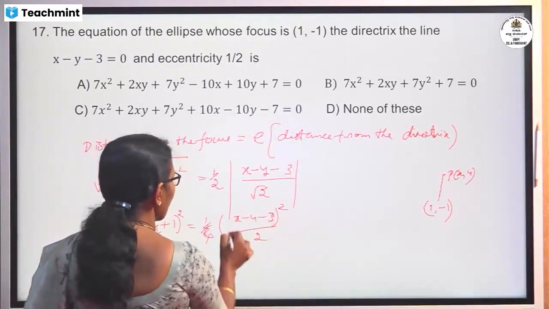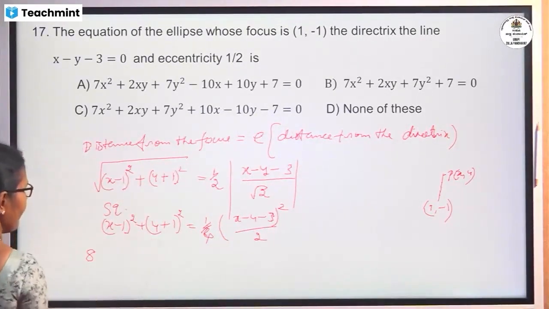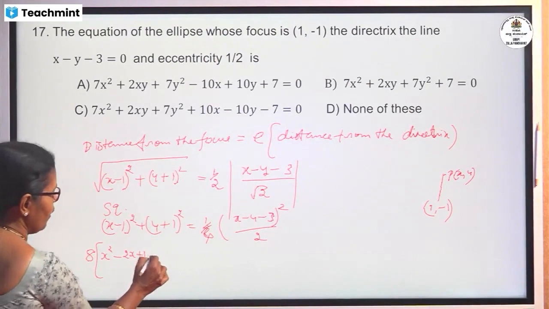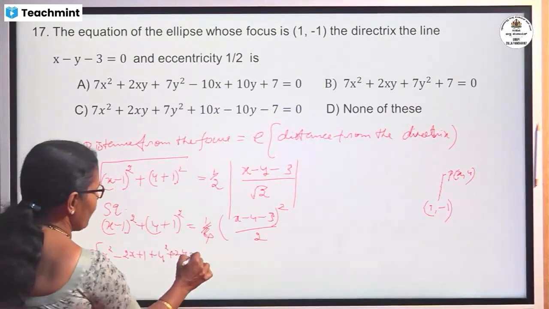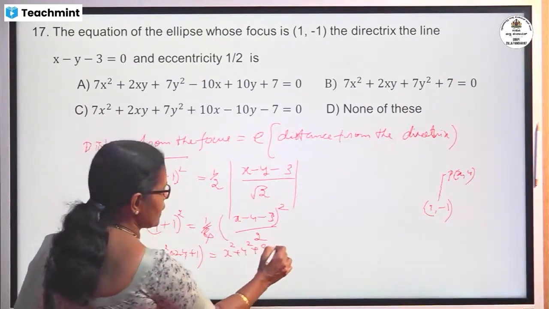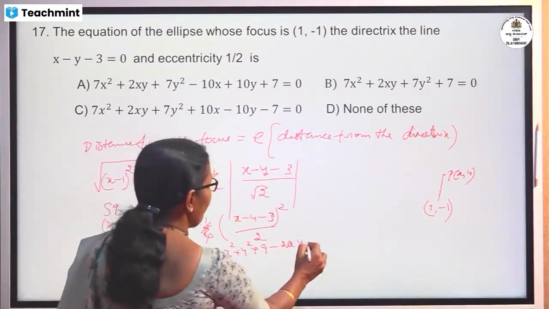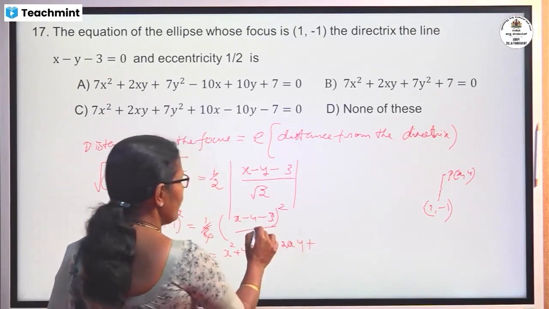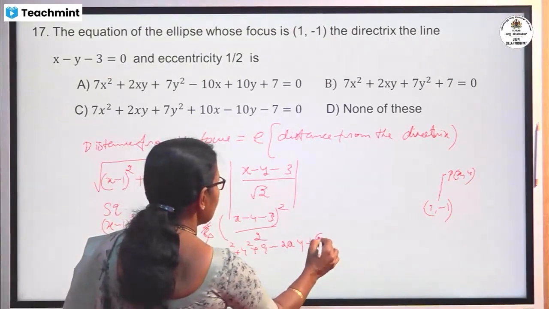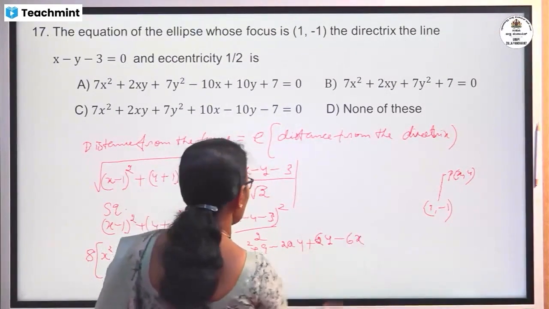This one is a square, this is 2, so now 4 times 2 is 8. Substitute here: 8 into the expansion, x² − 2x + 1 + y² + 2y + 1, equals the right-hand side, using a² + b² + c² − 2xy, plus 2ab meaning 2xy, minus 2bc meaning 6y, minus 2ca, that is 6x.